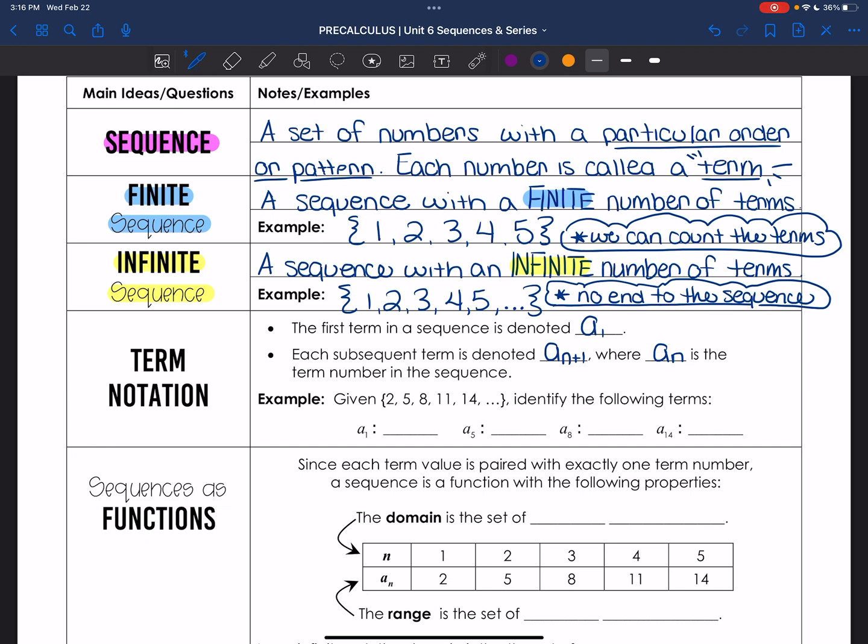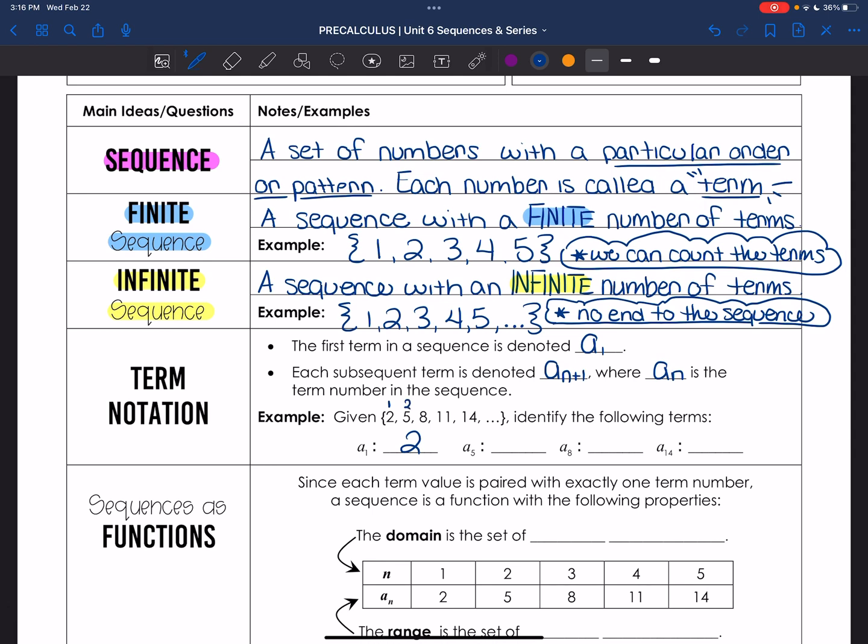So take, for example, this first little sequence, 2, 5, 8, 11, 14. What we want to do is identify our terms. What would A1 be? Well, A1, the way that is written, represents the first term in our sequence. The very first term is 2. This is the second term, third, fourth, and fifth term. So now I know that the fifth term, A sub 5, is 14.